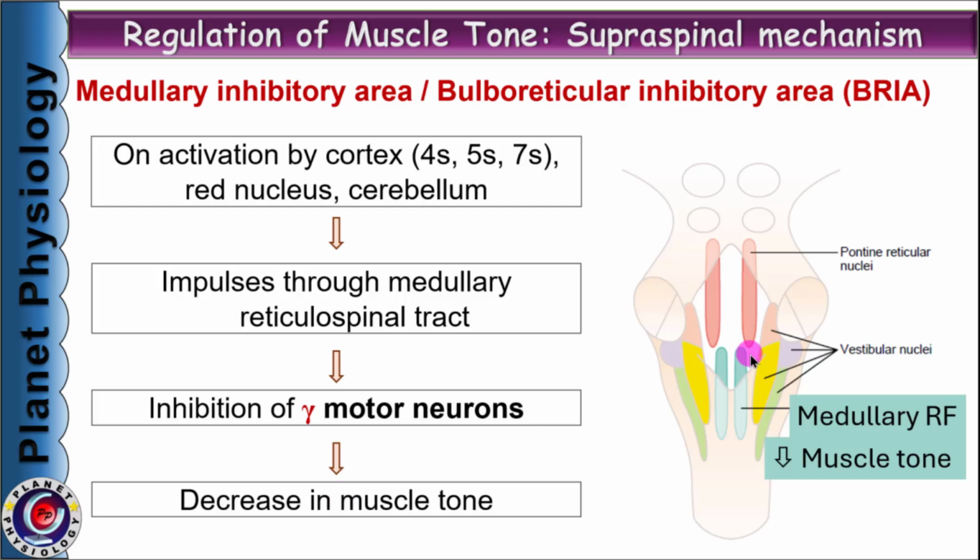Now next is the medullary inhibitory area or bulboreticular inhibitory area. It is situated ventromedially in the reticular formation of medulla. It receives inputs from suppressor areas of cerebral cortex like 4S, 5S and 7S, basal ganglia, red nucleus and cerebellum. Stimulation of the medullary inhibitory area by these centers sends inhibitory signals to the gamma motor neurons through medullary reticulospinal tract and suppresses stretch reflex, leading to decrease in muscle tone.